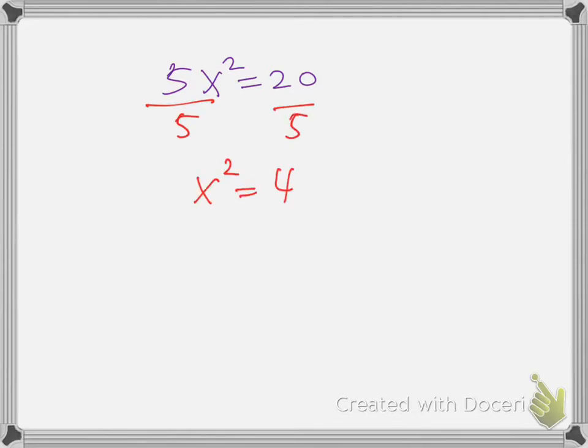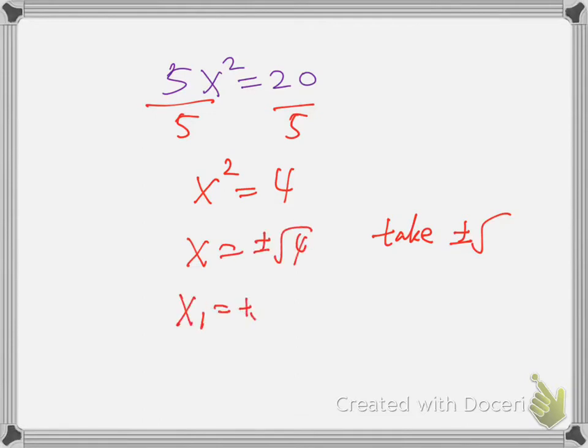So x squared is 4. Most students say, okay, x is 2. Then you lost a solution. So here, very important, you take positive and negative square root. So x is positive, negative square root of 4. So x1 is positive square root of 4, which is 2. x2 is negative square root of 4, which is negative 2. So we have two solutions, 2 and negative 2 for this case.